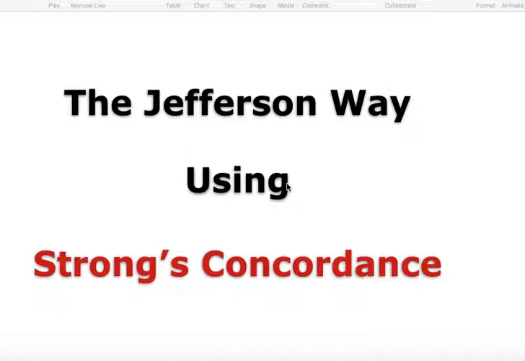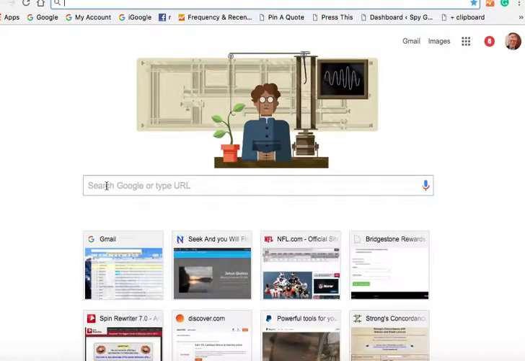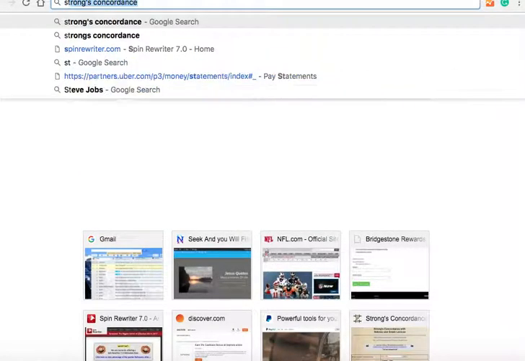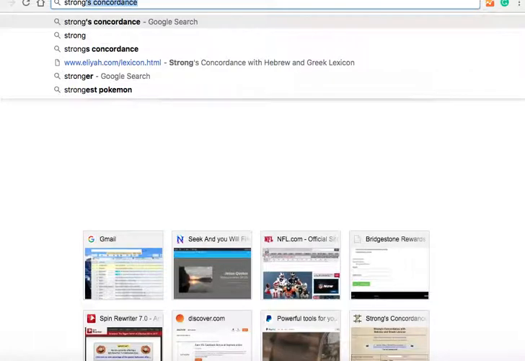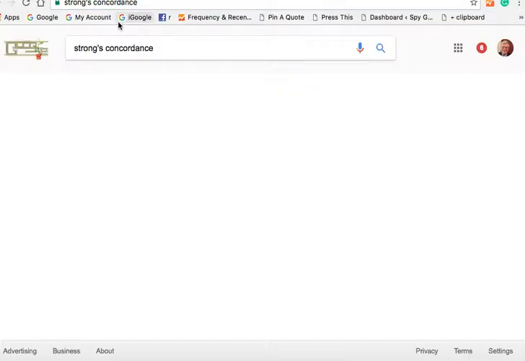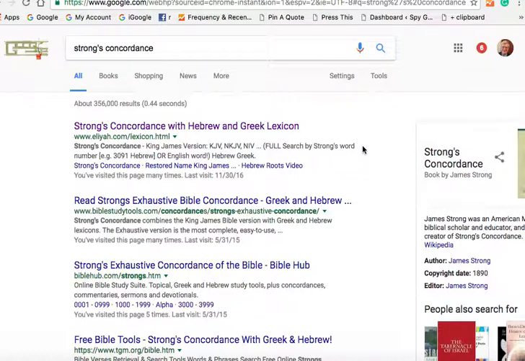Strong's Concordance. The first thing that we would do is locate it, which I do by going to Google search and typing in Strong's Concordance right up here. Okay, and it takes me to a list of Strong's Concordances. Now, my favorite one is the one at www.eliyah.com, spelled ELIYAH.com.